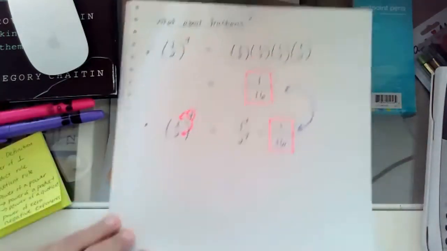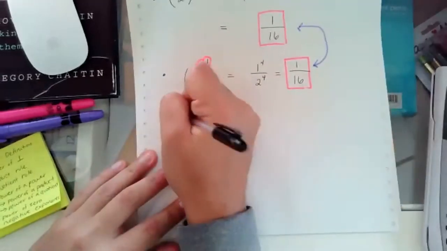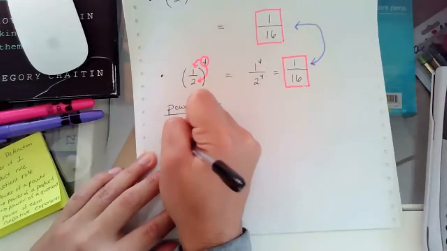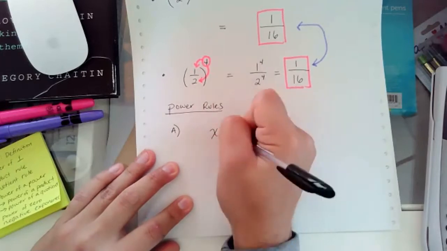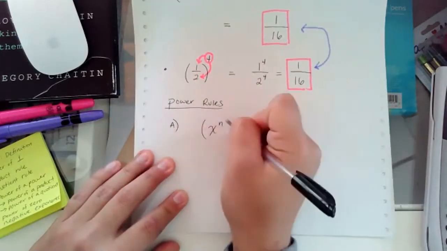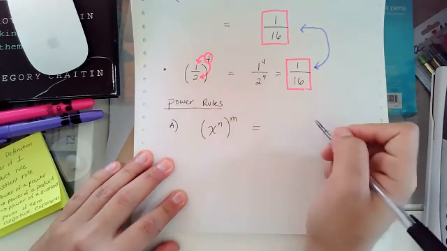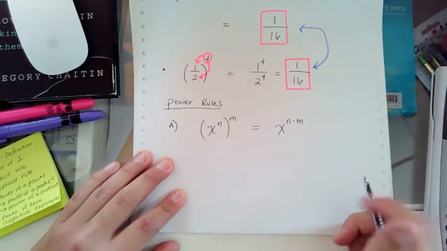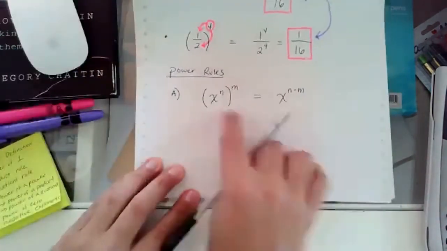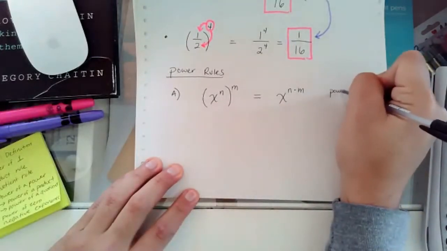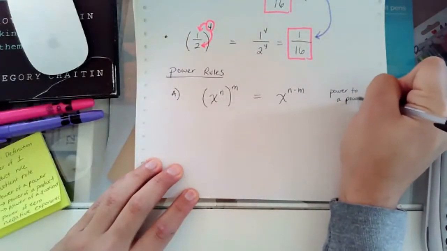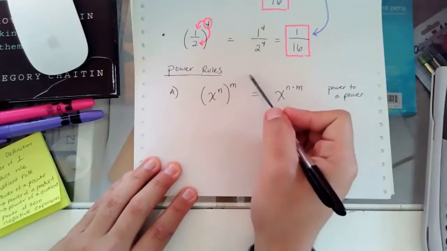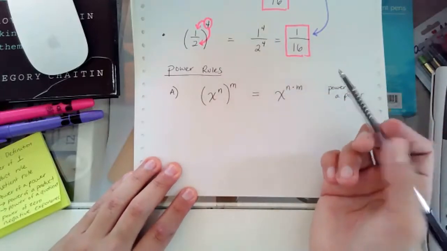So we've sort of learned power rules now. The first power rule that we have is that if we have x raised to some power and we raise that to another power, we found out in general that we'll multiply those powers. And I call this one the power to a power rule. And even if we had more powers, you would just keep multiplying the exponents. Okay.